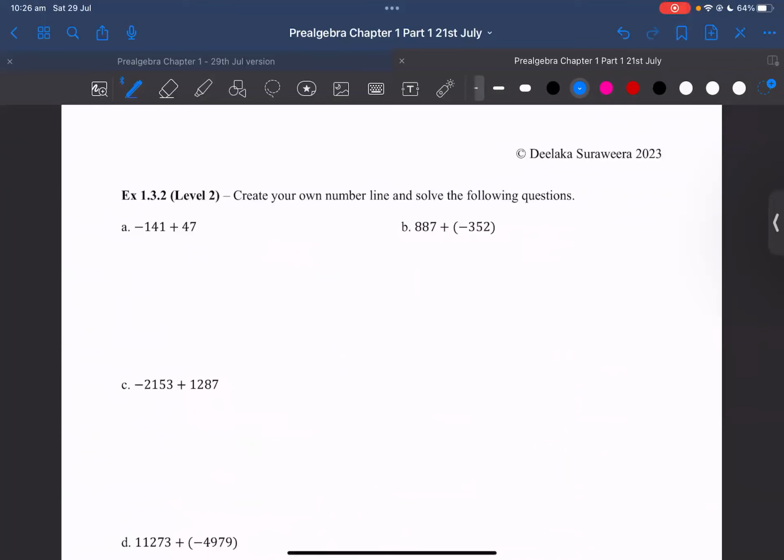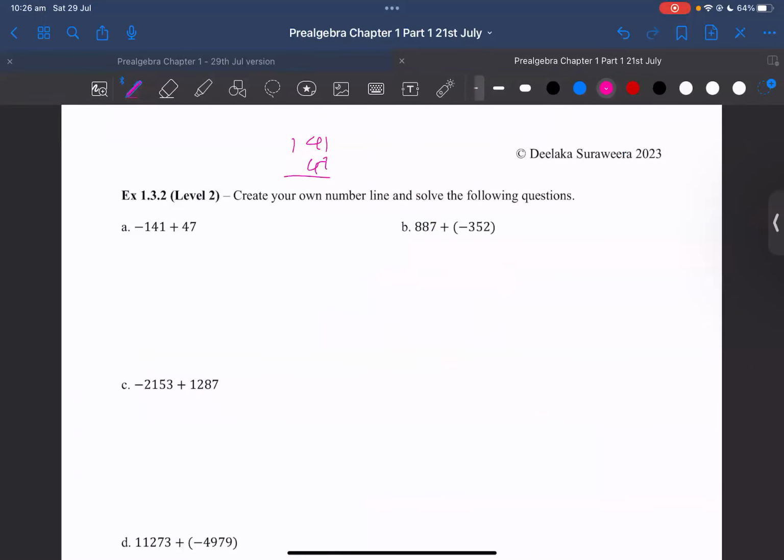Okay? So you don't have to create your own number line, but at least you should know which way we're going, right? Because some people, the problem is you either add 47, like you go, oh, negative 141 plus 47, or let's do 141 plus 47, and then maybe put a negative sign at the end. That's not how it works. You've got to know which way you're going.